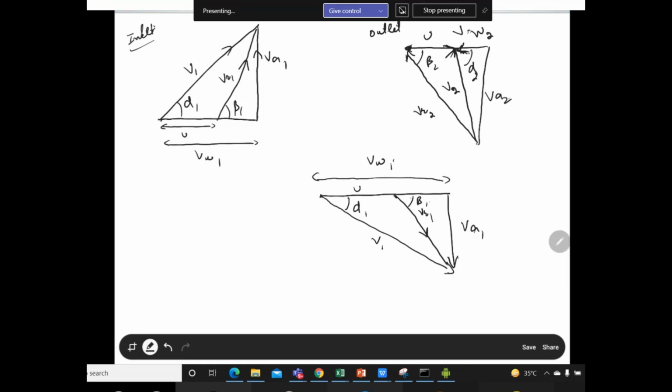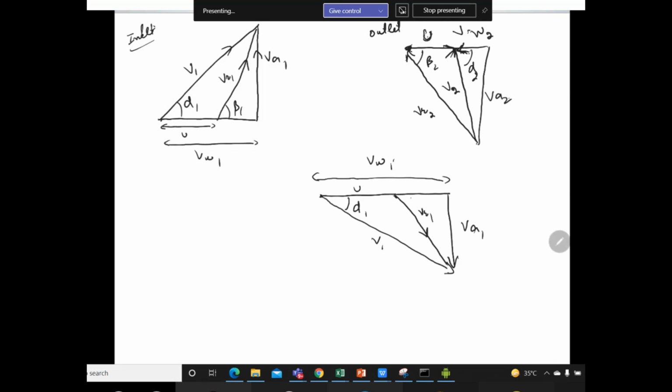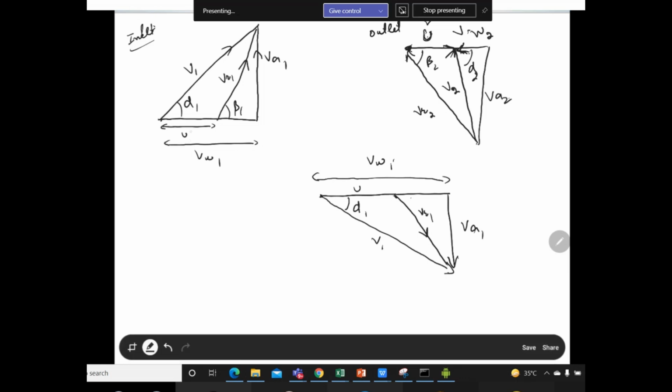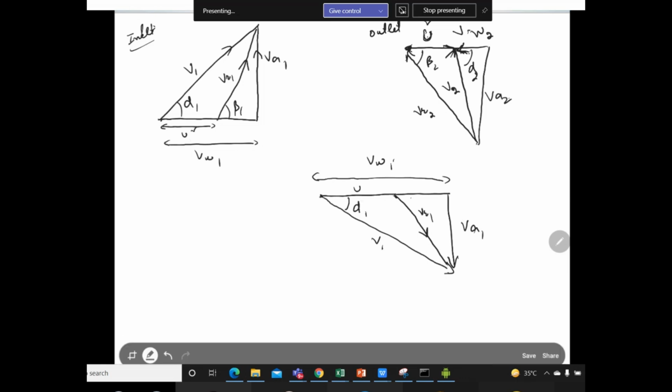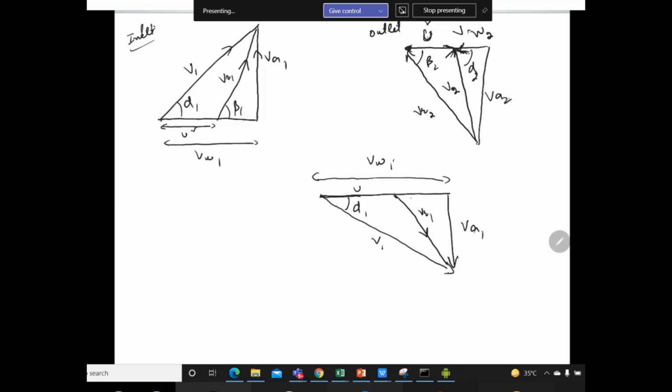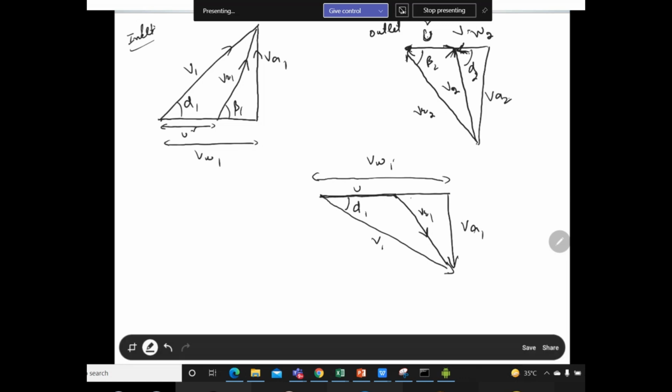Okay, so now this is your inlet diagram. So beta 1 we can draw off, right. Okay, so here this is the inlet diagram. After this, we have to just put the outlet diagram over this diagram. For example, the blade velocity u is common in both the outlet and inlet diagrams. So if we start from u, this u is basically common in both your inlet and outlet velocity diagrams.